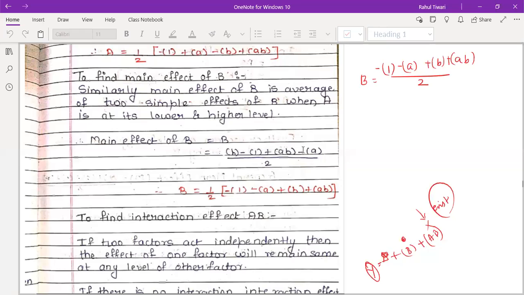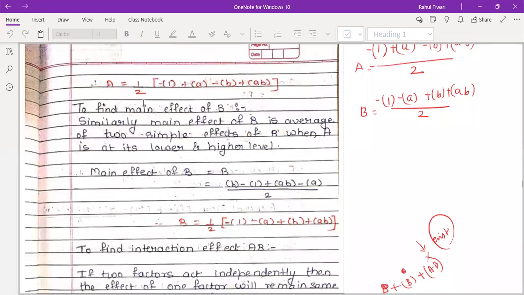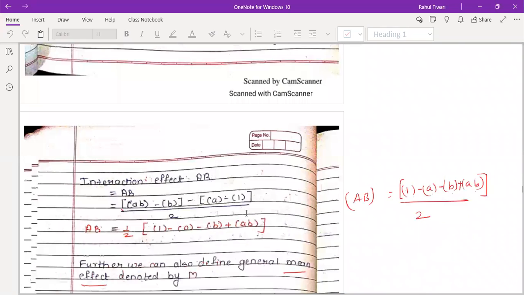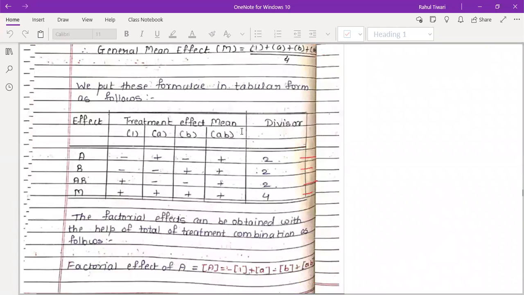Whenever B is present, you always consider the plus sign for B. Wherever the treatment B is present, take plus, and whenever it is absent, you always take minus. Similarly for factor A, wherever it is present, you take plus. So AB is present, write plus. A is present, write plus. Then minus, minus. This is the way you can get all the effects, and this is the tabular form of representation. Just remember this tabular form. Since A is present, take plus plus, and the rest two will be negative.